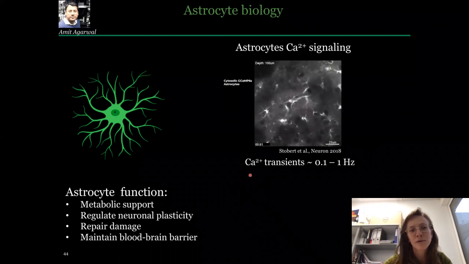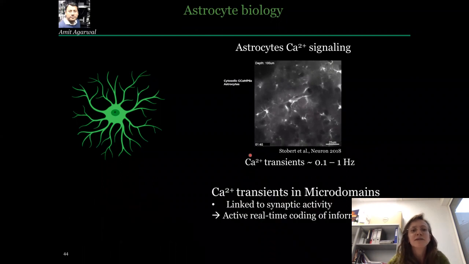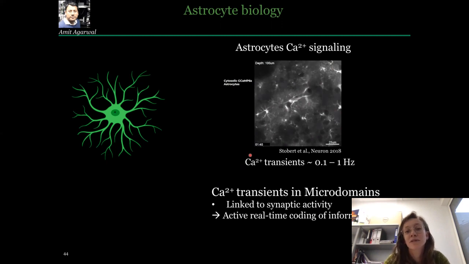And if you actually have a look at the complex calcium patterns within a single astrocyte, but also across an astrocytic network, this can almost change instantaneously. So while it is still not known whether astrocytes participate in real-time decoding of information, if this holds to be true, this would add a whole new layer of complexity to how the brain processes information.